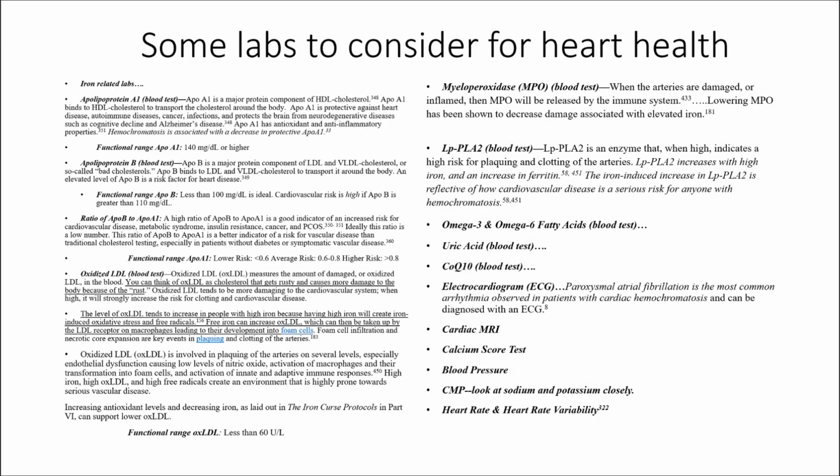So other labs, MPO is a great lab. You want a nice low MPO. Lowering it has been shown to decrease damage associated with elevated iron. High MPO shows that you're inflamed, that there's a lot of damage going on, especially in the arteries and vascular system. So we want to measure that. We want it to be nice and low. If it's high, we need to up the antioxidants and figure out why it's high. What is driving this inflammation? What is causing this oxidative stress? What can we do to fix that in addition to upping the antioxidants?